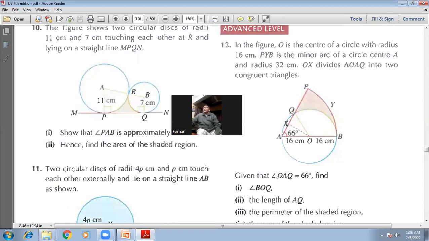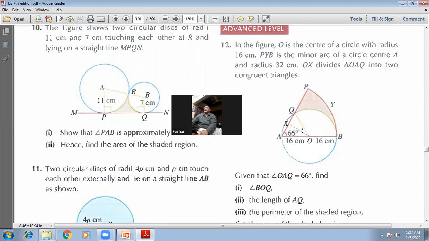Given that the angle OAQ, so this angle, is 66, find the angle BOQ. You can see this is a radius, so if this is 66, this will also be 66. So from 180, I will subtract 66 and 66. So you will get this angle, and once I know this angle here, QOA, then I can find this angle, that will be 180 minus whatever is the angle here.